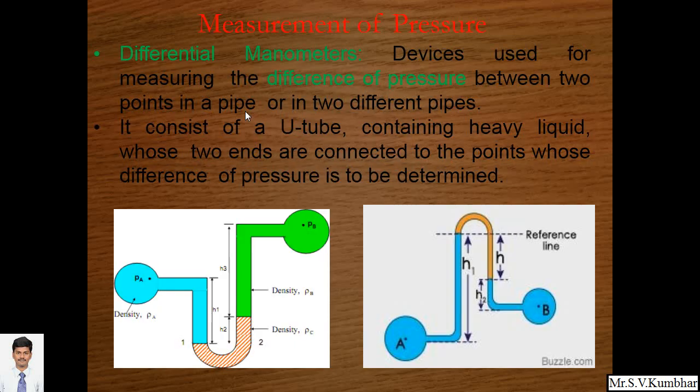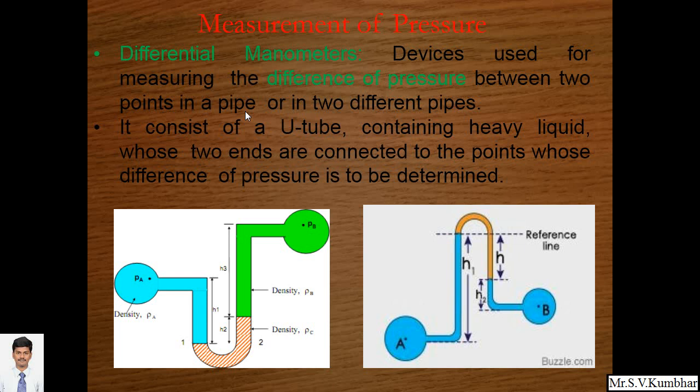Differential manometers. As the name indicates, differential manometers are devices used for measuring the difference of pressure between 2 points in the same pipe or 2 different pipes. So in these two figures, 2 different pipes are shown, A and B, through which same or different fluid is flowing, and the pressure difference between these two pipes can be easily measured with the help of differential manometer. So first one is U-tube differential manometer.